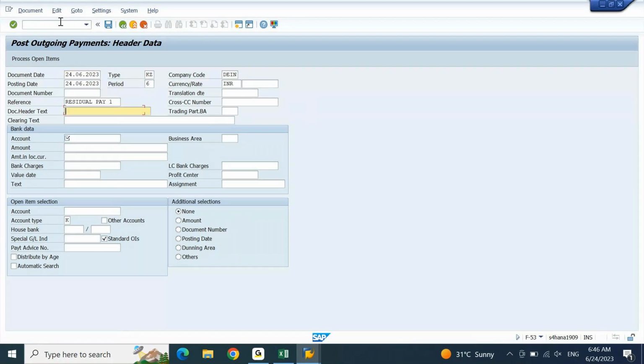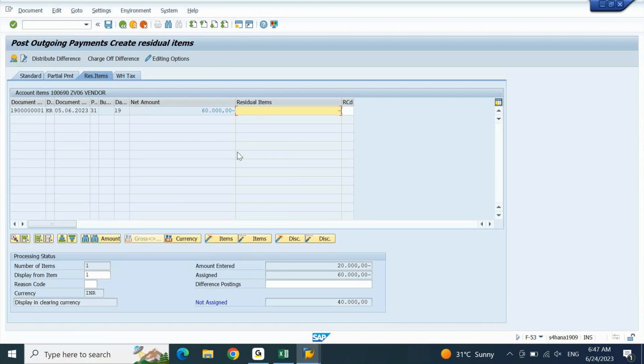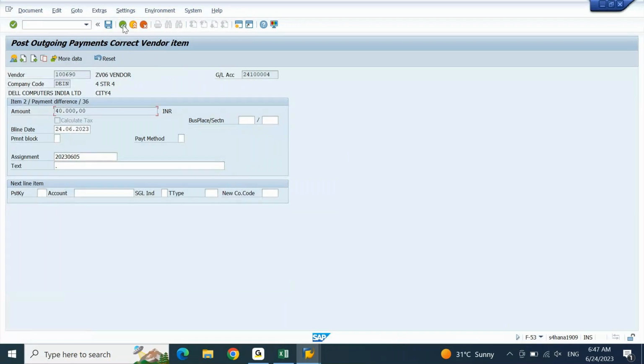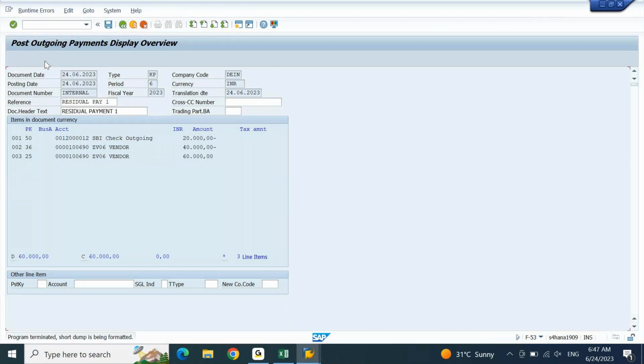Residual payment. Residual payment 20,000. Some text. Vendor account. Document type KP. Now we are able to go inside. Let's go to residual payment. Update the balance amount 40,000. Go to simulate. Double click on this. Input something here. Go back. Let us simulate general ledger. Still the same problem.